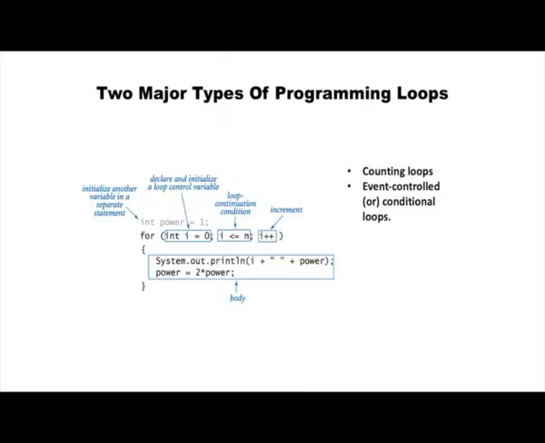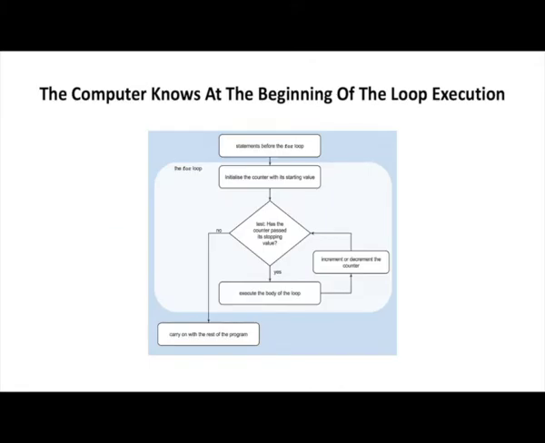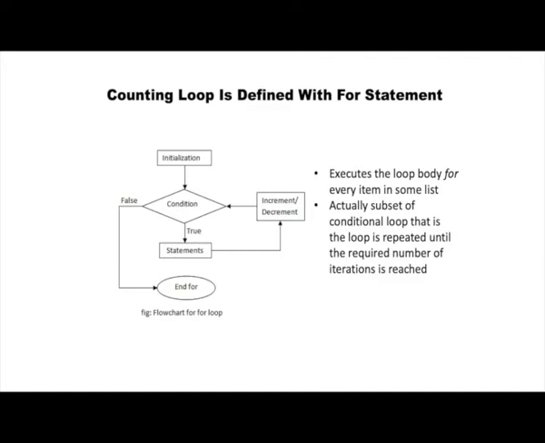If we were to write a computer program to simulate this behavior, it would not be enough just to provide the steps and ask the computer to repeat them over and over. We would also need to tell it when to stop executing them. There are two major types of programming loops: counting loops and event controlled or conditional loops. In a counting loop, the computer knows at the beginning of the loop execution how many times it needs to execute the loop. In Python, the counting loop is defined with the for statement, which executes the loop body for every item in the list.